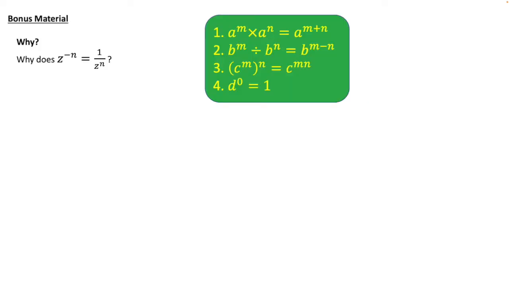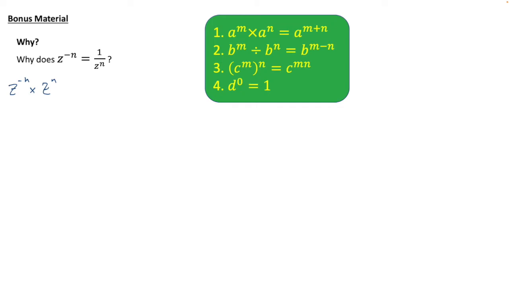Okay, got a bit of bonus material, and in the green lozenge there we have some of the rules of indices, and we can use them to look at things like, why does z to the power of minus n equal 1 over z to the n? So why does the minus sign give us the reciprocal? And there's lots of ways to look at this, but one way is, if we multiply z to the minus n by z to the n, even if we don't know what z to the minus n means at this point, we can use the rules of indices.